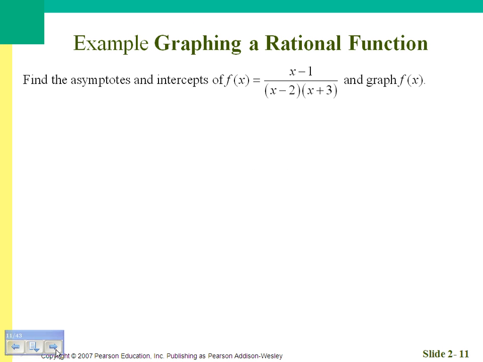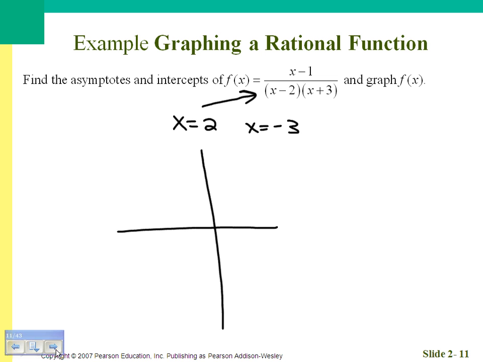Let's do another problem so that you can see this. Find the asymptotes and intercepts of this problem. Asymptotes, look at the denominator. The asymptotes occur at x equals 2 and x equals -3 because those are the two values that cause your function to go to 0. So one asymptote is going to be right here at x equals 2. The other asymptote is going to be over here at -3.